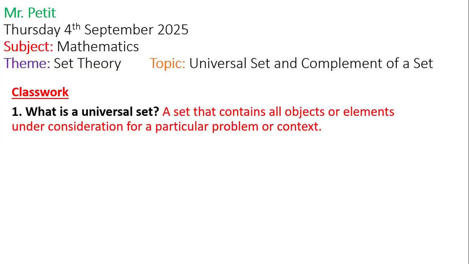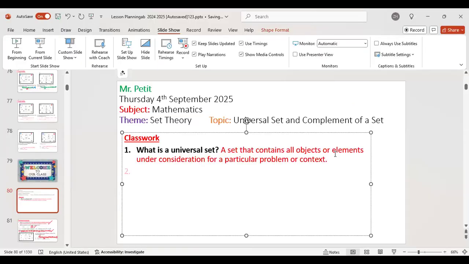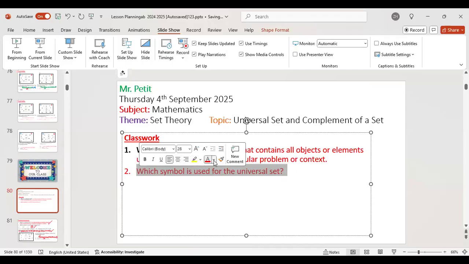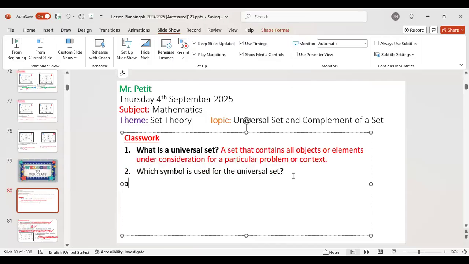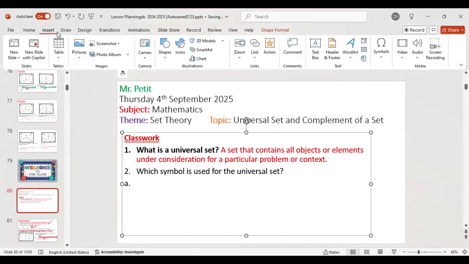All right. So let's answer this next question. Number 2. Write this down for me, please. Which symbol is used for the universal set? Now, I'm going to give you several options. The first option is this one. So you got to circle which one it is, either A, B, or C, whatever one.